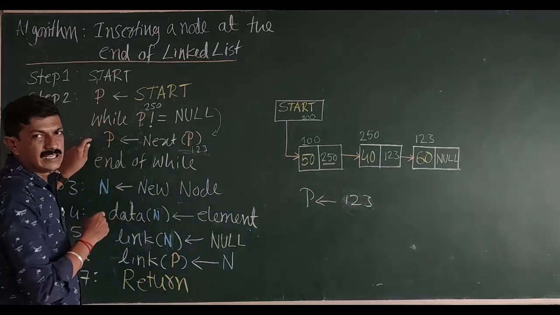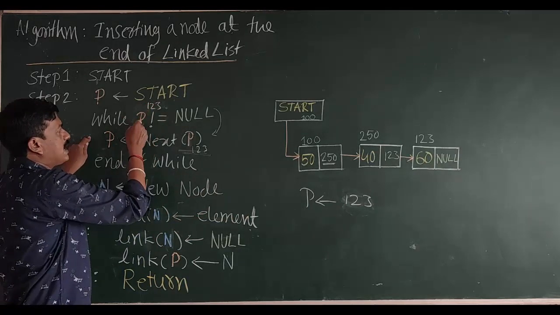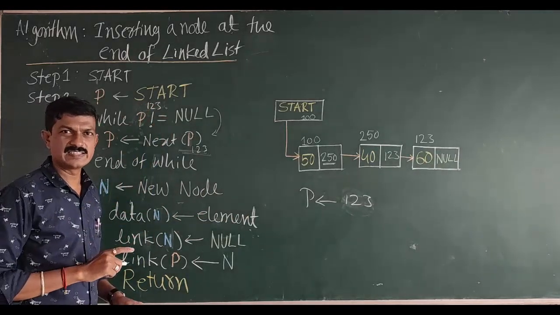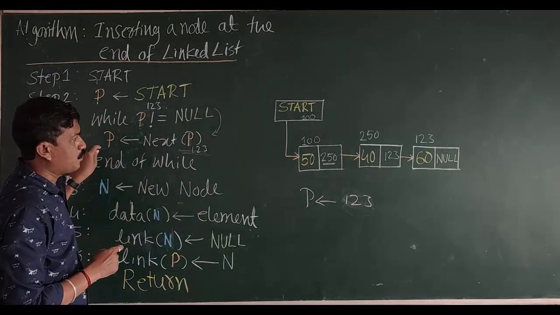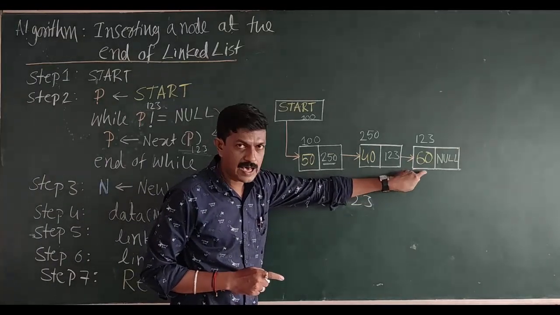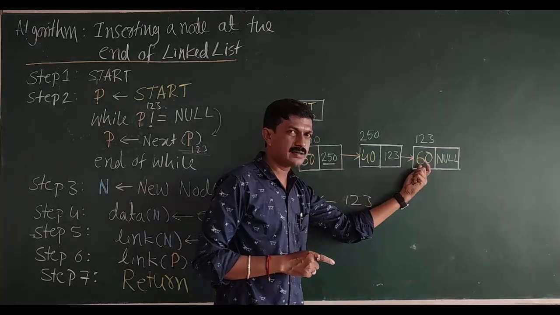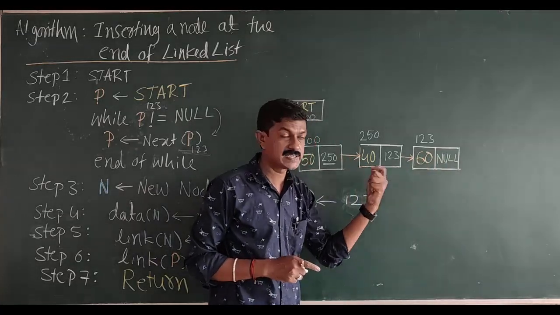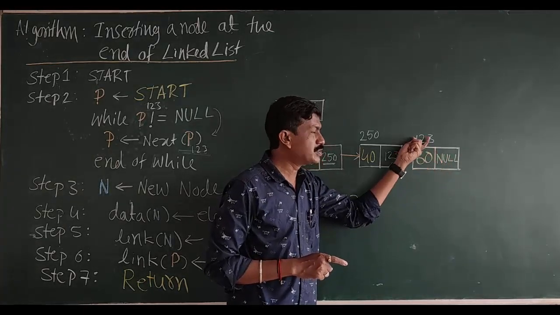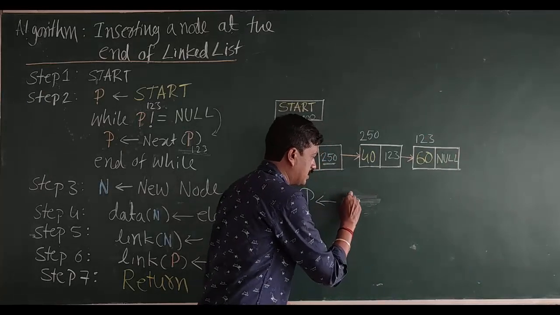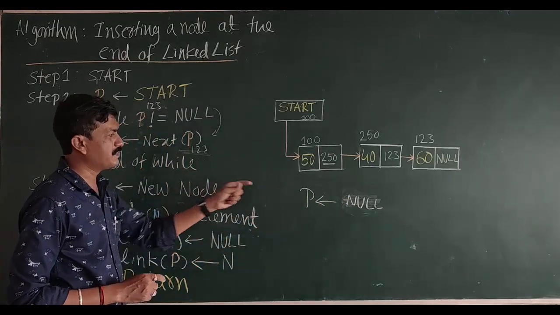Once again it is repeating the while loop. Now the p value is 123. 123 is not equal to null. Yes, the condition becomes true. Enter the loop. P equal to next of p. Once it is visiting the last node, which is located at memory location 123, which consists of two parts, data part and link part. The data part is 60. Now next of p is a null value. Node 123 contains the value null, which I am going to assign to the variable p.